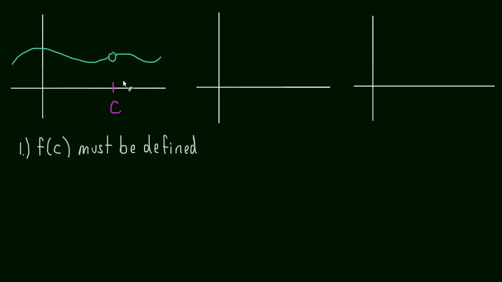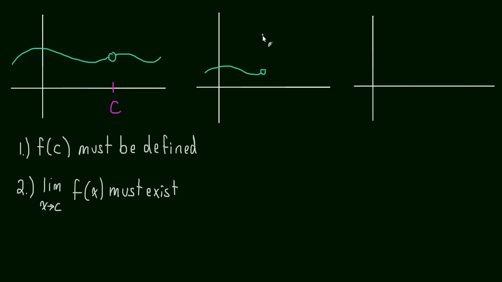Another condition, there's three of them, so the next condition is that the limit as x approaches c of f of x must exist. So let's take a look at where that might fail. Here, in this case, here's c. f of c is defined. This is f of c right there. This point is c, f of c.